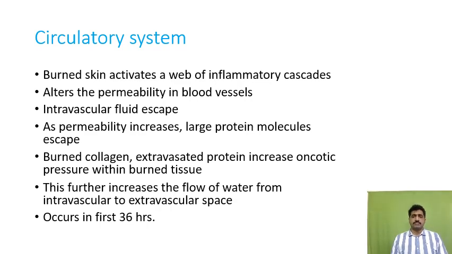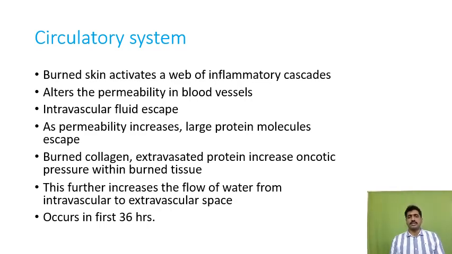The circulatory system is the other system that can be affected. This happens directly because of the burn of the skin. Whenever there is burn injury to the skin, it activates a web of inflammatory cascades. These inflammatory cascades alter the permeability of the blood vessels. With increased permeability, intravascular fluid escapes into the extravascular space. And as the burn injury increases, the permeability also increases to such an extent that even large protein molecules start going into the extravascular space.